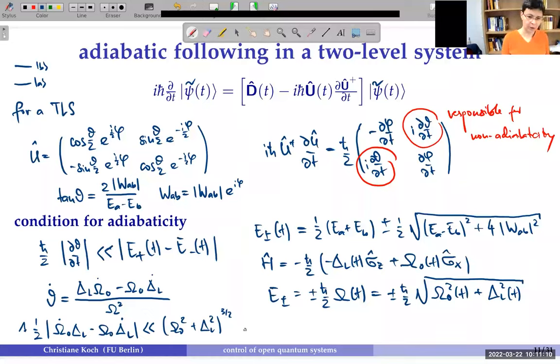So now we can translate this into real physics. What does it mean that the derivative of omega zero should be small? Well, this is small if the pulse changes very slowly. In other words, if the pulse is very smooth and long, this is the meaning of the left-hand side. So this becomes really small for pulses which have a very smooth envelope and, correspondingly, are very long. And the second part of this inequality means I need to have large Rabi frequencies omega zero, so strong fields, or large detuning also.